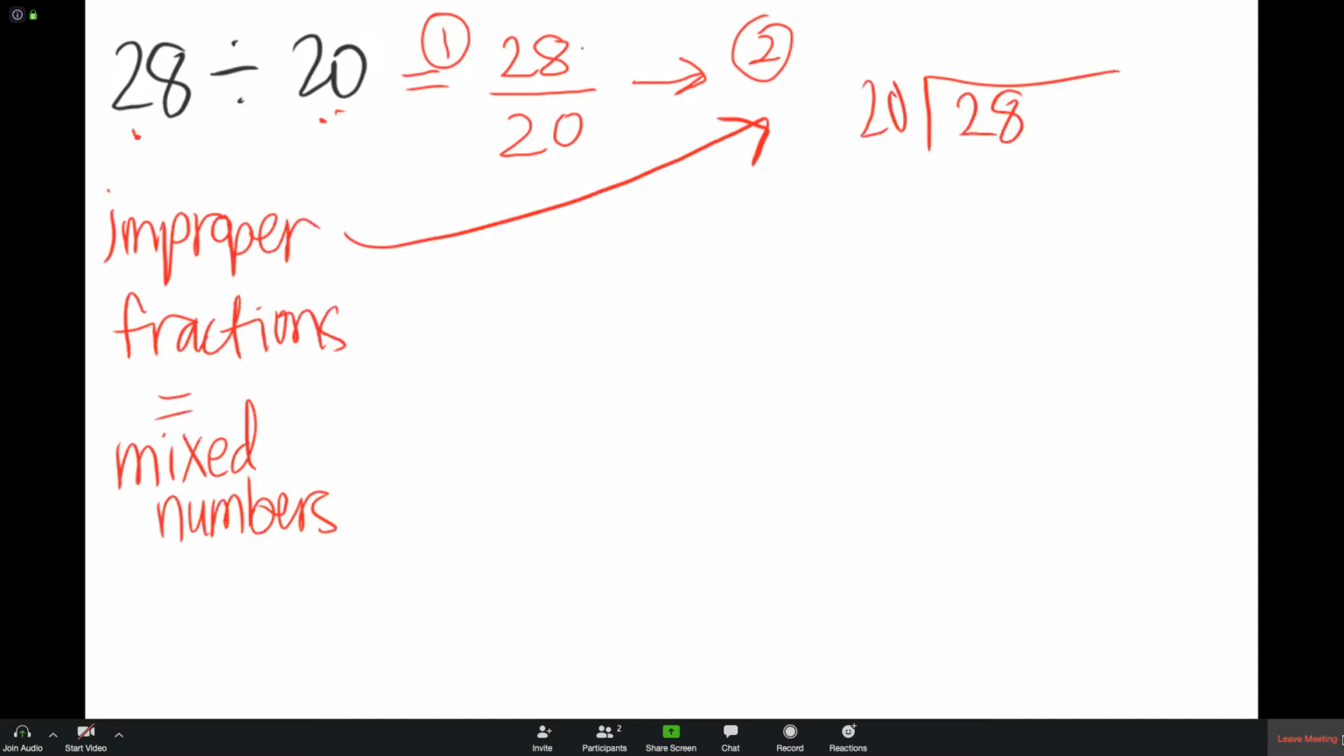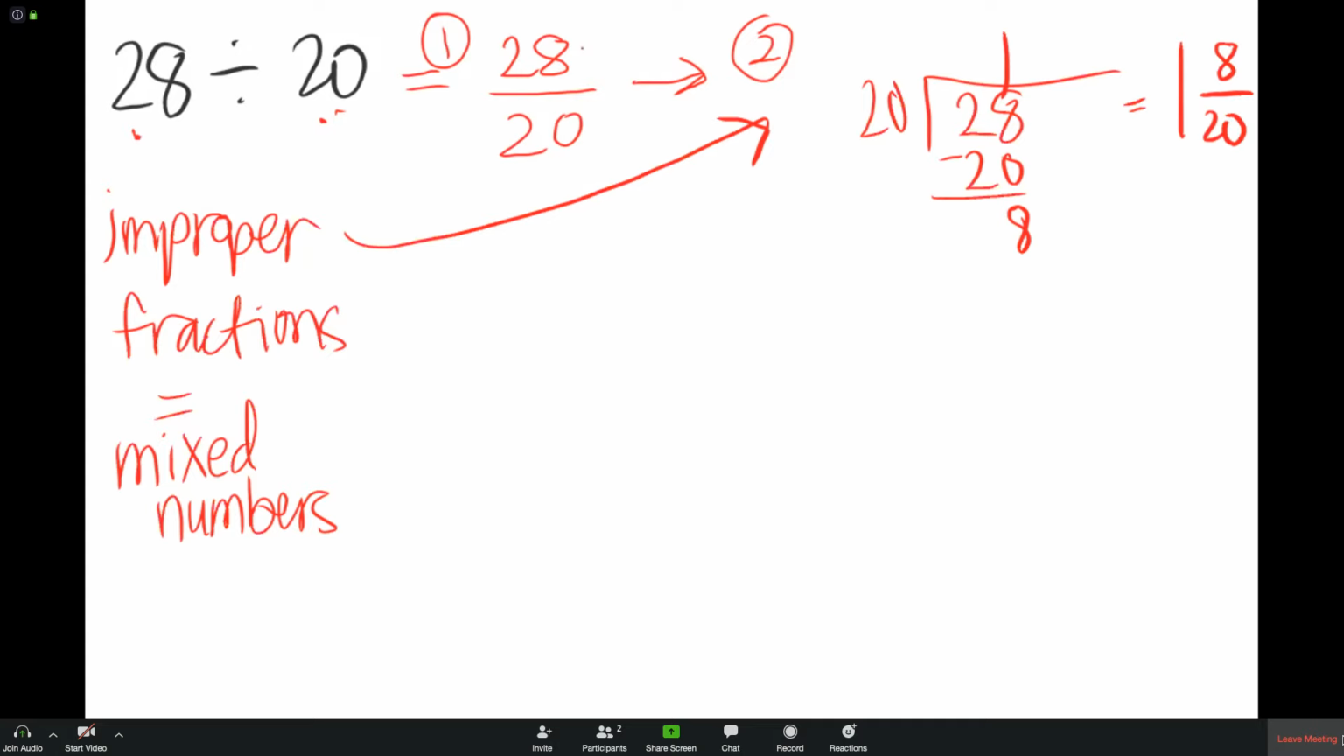20 goes into 28 once, which is 20. Remember that that 1 is going to be our whole number. We subtract and we get 8 over 20. Let me just double check and make sure that you can leave it in this format for 11-9. Yeah, okay, so again in 11-9, we don't need to simplify. So you can just leave it as is for now, but remember that eventually we will be getting into simplifying. But I just want you to practice writing it as fractions for now.